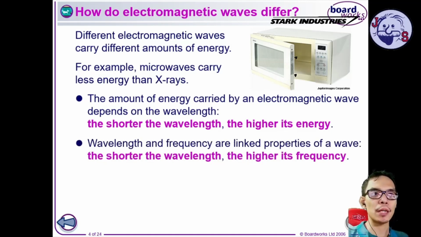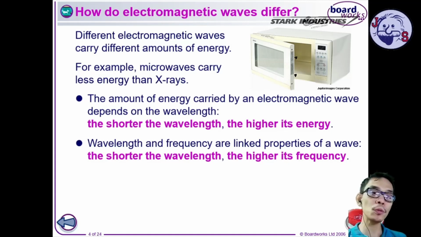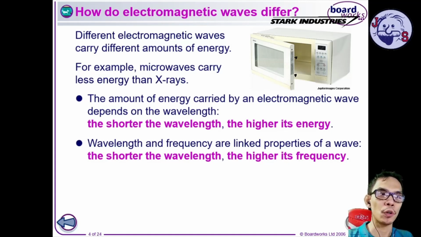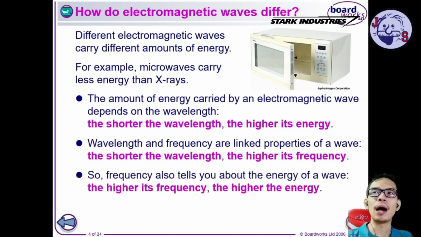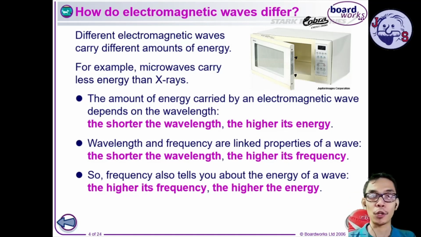Next is the relationship between wavelength and frequency. We agreed that it is an inverse proportion: the wavelength is inversely proportional to the frequency of the wave. The shorter the wavelength, the higher the frequency. And lastly, the relationship between frequency and the amount of energy: the amount of energy depends on the frequency in direct proportion.